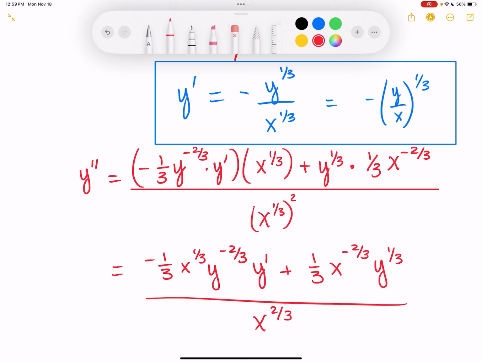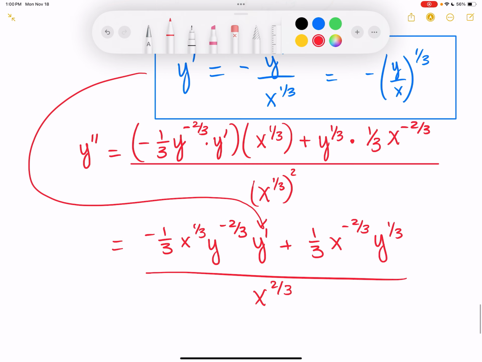Now, I have a little bit of a problem. I have a y prime in there. So what I'm going to do is take that y prime is equal to, I may actually use this one, and I'm going to plug that in for y prime. Okay, so I'm going to take this value, plug it in there. So, I'm going to have -1/3 x to the 1/3 times, I actually am going to go ahead and rewrite this y on the bottom.